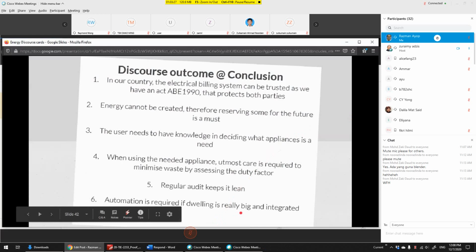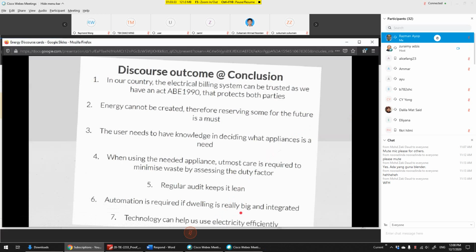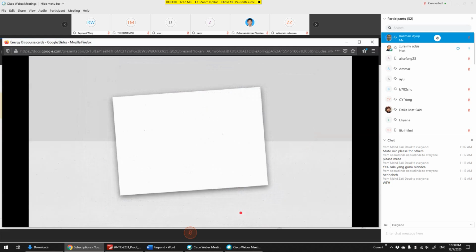Number 6, automation is required if your house is really big. And number 7, technology can help us use electricity wisely. You can use IoT, you can use Blink, and then some smart TVs, smart refrigerators, as you call them. But as usual, it comes with a higher price.